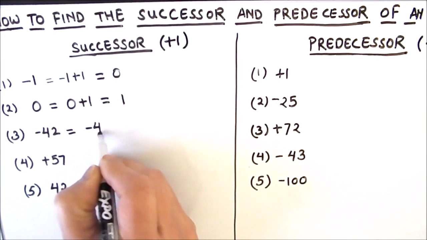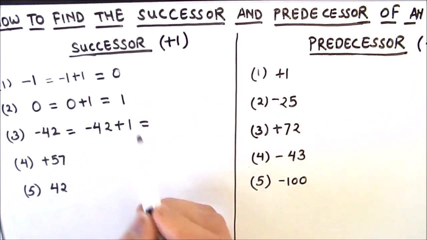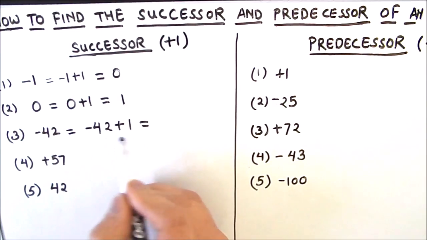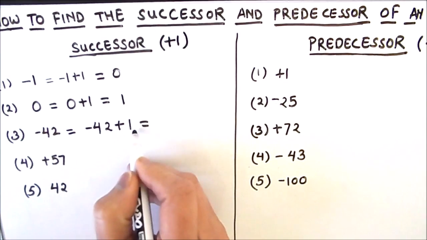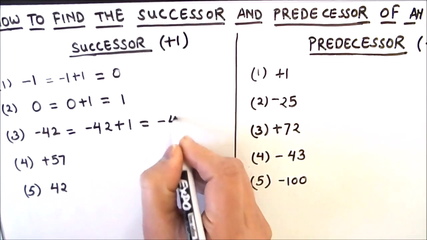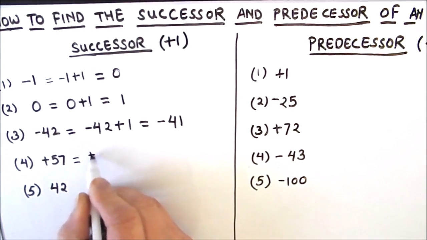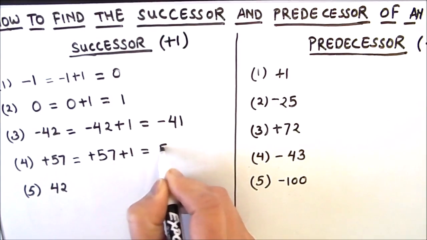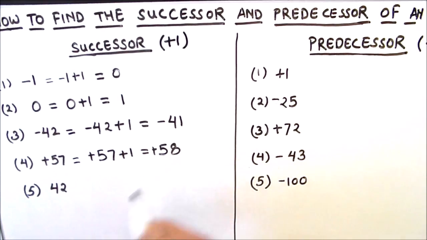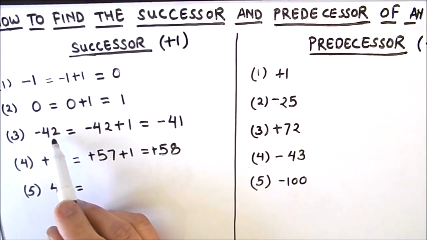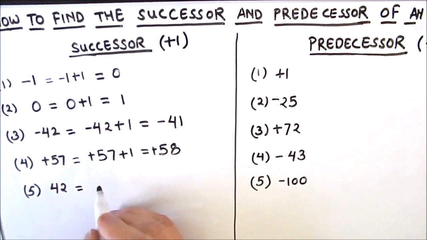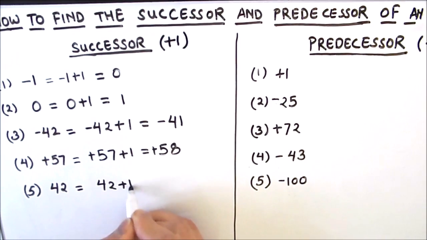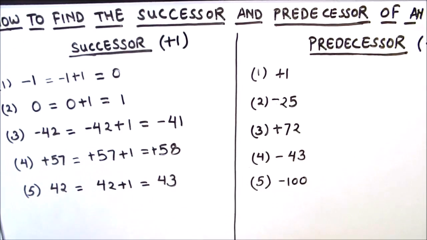Next integer is -42, and for finding the successor we are going to add 1 to -42, and -42 plus 1 will give us -41. Next we have +57, and we just need to add 1 to that. So that's going to be +58. Next is 42. We have already done -42. Now we are doing +42. So 42 plus 1 will be 43. So the successor of -42 is -41, and the successor of 42 is 43.